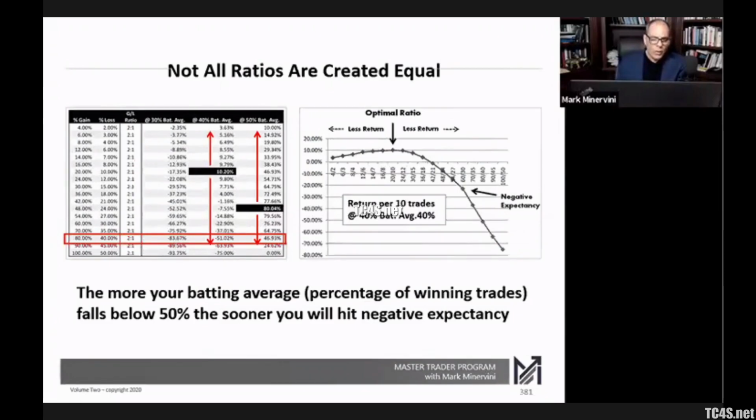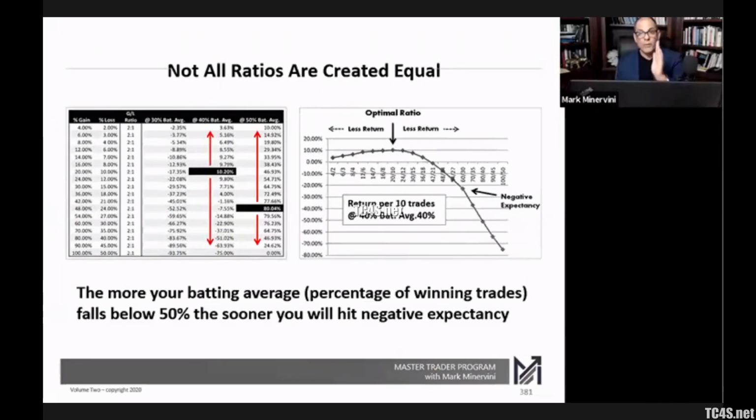So what does this mean? It means that losses work geometrically against you. And there's optimum ratios, and you need to know that. You need to know the math behind your trading, because what seems logical may not be very logical when you look at the math behind it, because losses work geometrically against you.